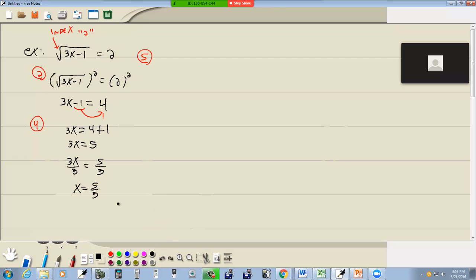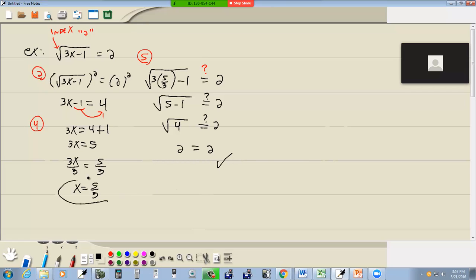So what we do to check our answers, we plug 5/3 back in for x. So we'll have the square root of 3 times 5/3 minus 1 equals 2. Now that's not really an equals at this point. This is a question mark. We're wondering if that's equal. Well, these 3's cancel, and I got 5 minus 1. We're wondering if that's equal to 2. 5 minus 1 is 4. And square root of 4 gives us 2. So we get 2 is equal to 2, so it checks. So x equals 5/3 would be our answer.